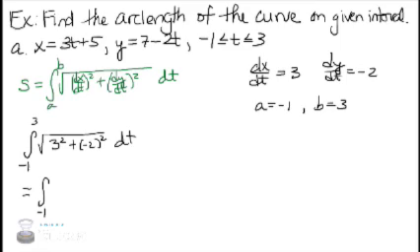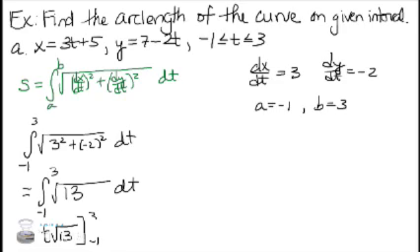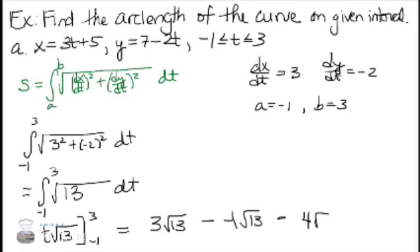So that's the integral from -1 to 3 of the square root of 9 plus 4, so the square root of 13 dt. The integral of a constant is just going to be that constant times t. So we have the square root of 13 times t, or maybe to be more clear, t root 13. We evaluate that on the interval from -1 to 3. So we have 3 root 13 minus -1 root 13, so that's going to be 4 root 13.